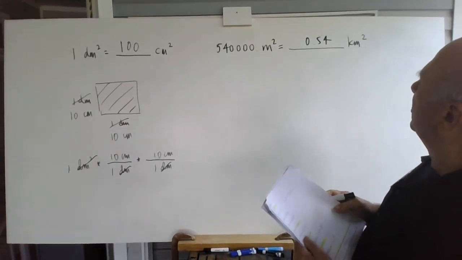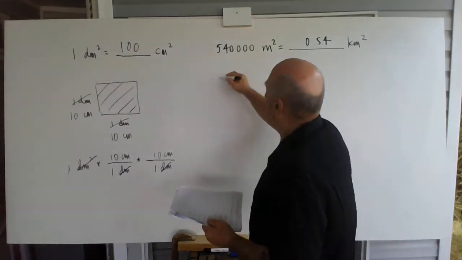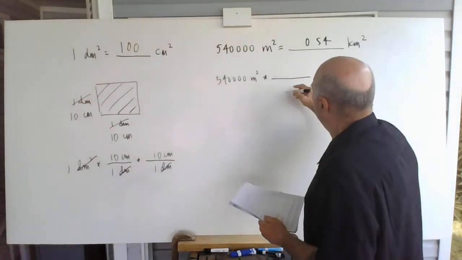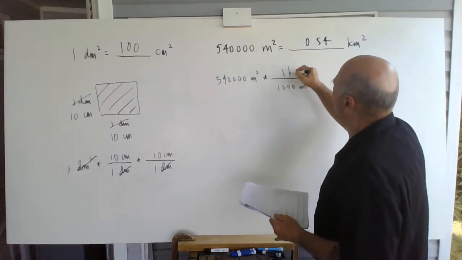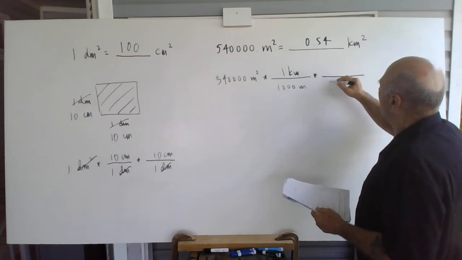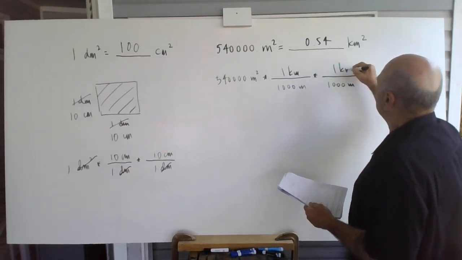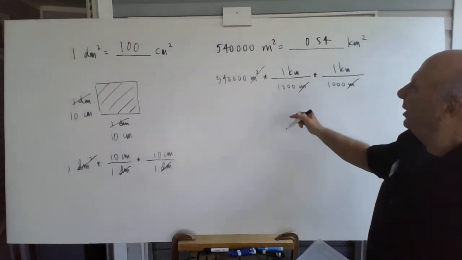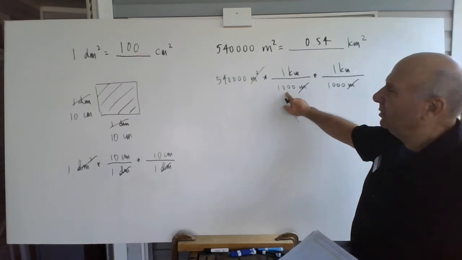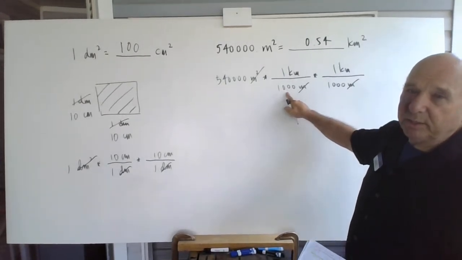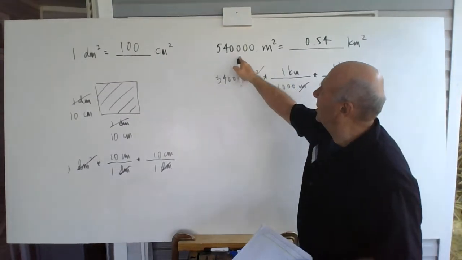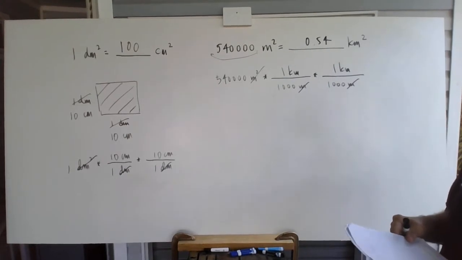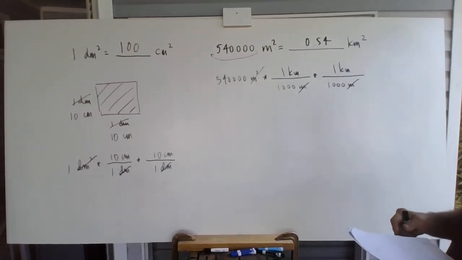So if I were to use the unit fraction idea, I would have 540,000. So 1,000 meters is 1 kilometer. 1,000 meters is 1 kilometer. Once again, the meters squared cancels in the numerator with the meters squared in the denominator, and so we're dividing this number by 1 million, which is 10 to the 6th. So it means move the decimal place 6 places to the left, which is what we did.